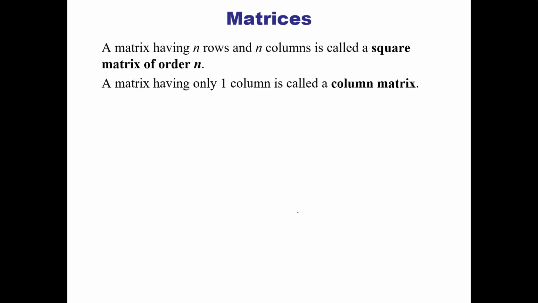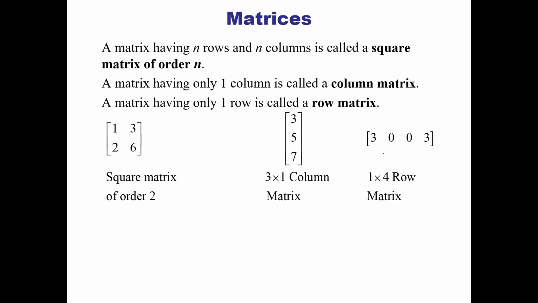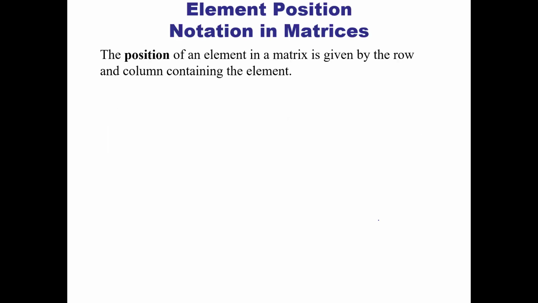And a matrix having only one column is called a column matrix. That means it's just going to be maybe 5 rows, but one column. And then we also have a row matrix, which is just one row, but you can have a lot of different columns. So these are what we could see here. A square matrix, this is a 2 by 2. There's 2 columns and 2 rows. This is a column matrix because we have a number of rows, but just one column. And this is a row matrix because we have just one row, but a number of columns.